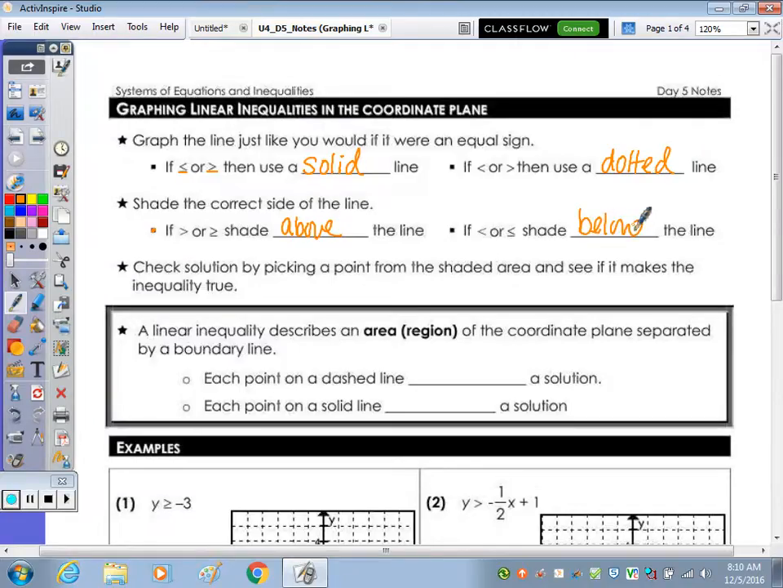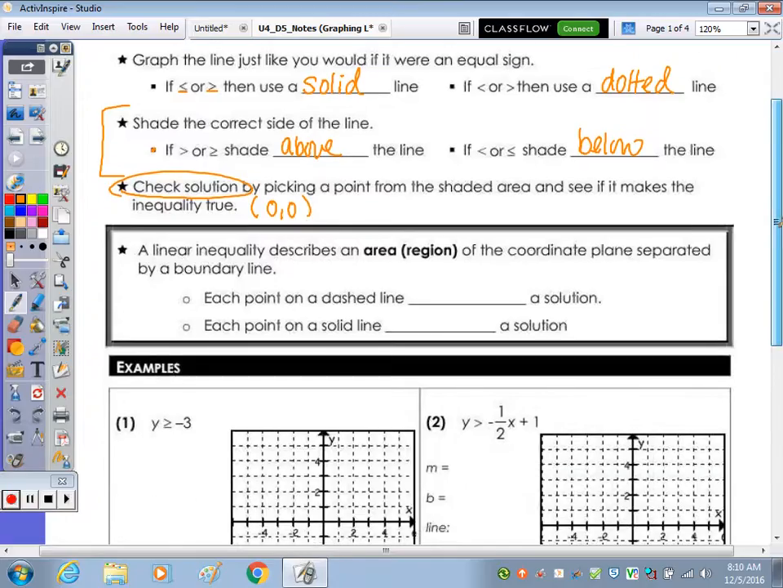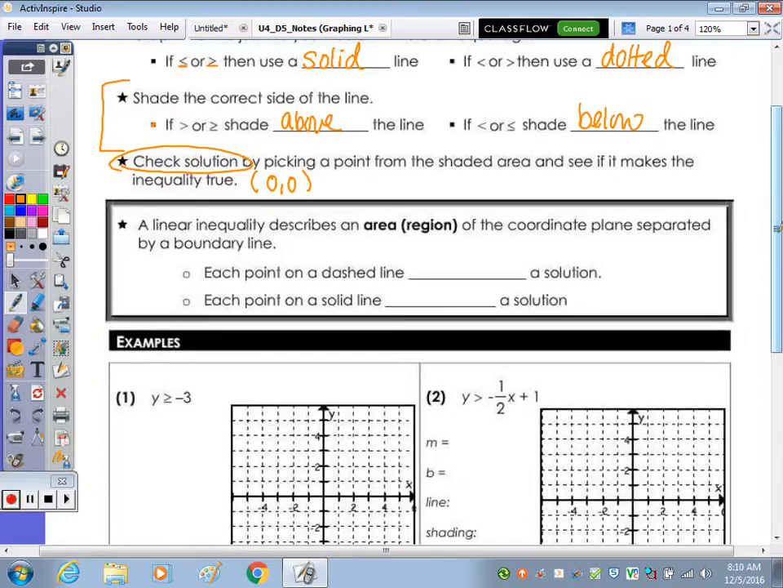We can talk about where to shade according to the symbol, but I really like to just check or verify the solution set by picking a point from the shaded area to see if it makes the inequality true. And the easiest point to test is 0, 0, because anything times 0 is 0, and the math itself is just easier. In the box, a linear inequality describes an area, or a region of the coordinate plane separated by your boundary line.